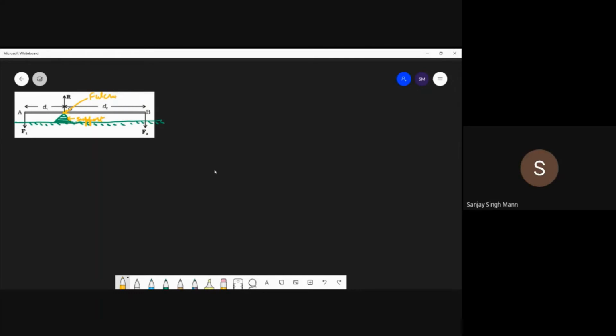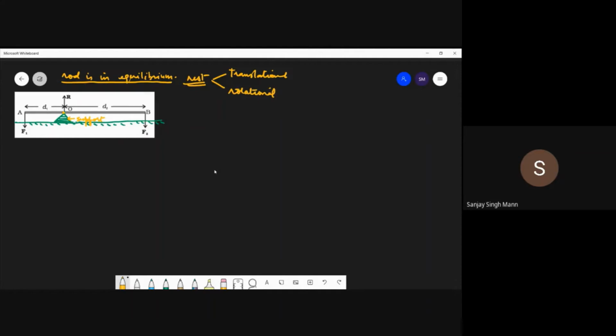So this rod is in equilibrium, students. Equilibrium means its state is not changing. If it is at rest, it will remain at rest. So how can it be in equilibrium? If it is in equilibrium, it means we need equilibrium from both sides. We need to have translational equilibrium, and we need to have rotational equilibrium.